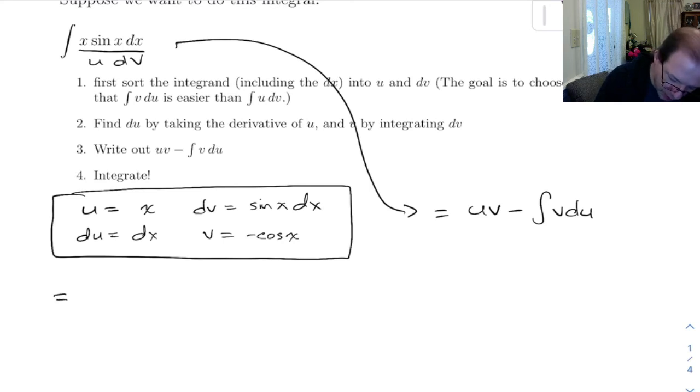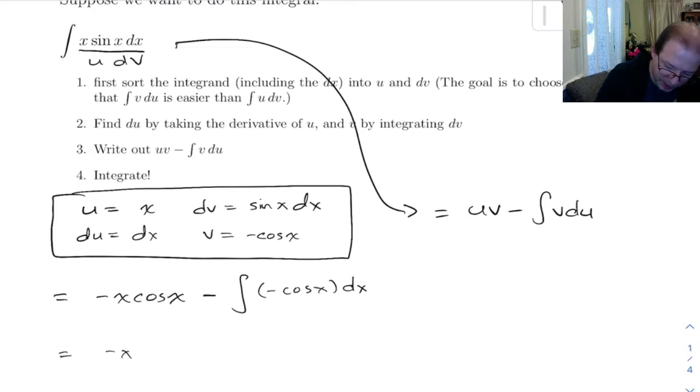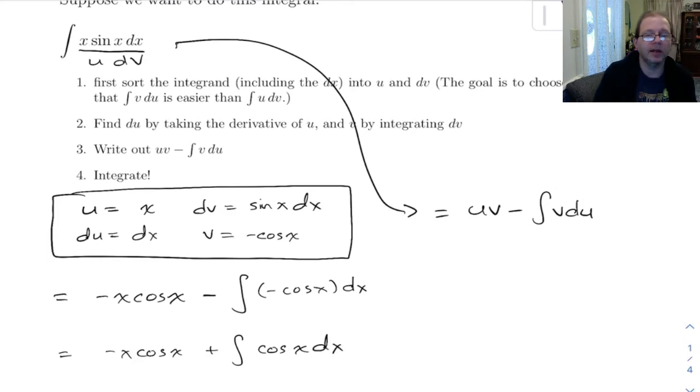When we do that, uv is going to be x times minus cosine x, then minus integral v du. So integral v, and then du is just dx. So I've got minus x cosine x plus integral of cosine x dx. And this is good because we started out with a complicated integral that we don't know how to do, and we've turned it into this expression, which involves an easy integral.